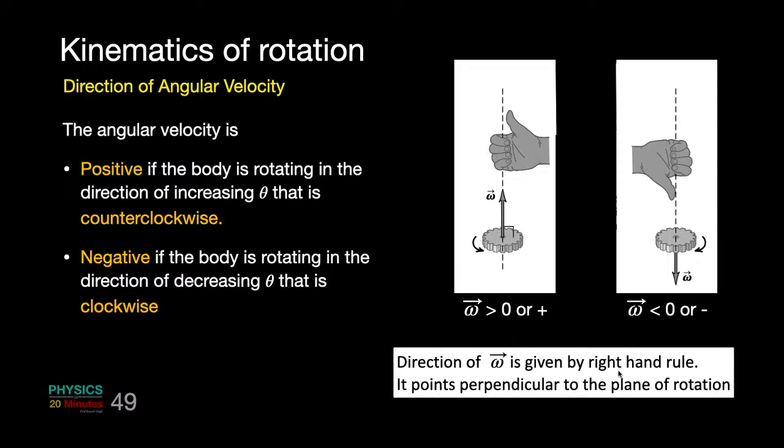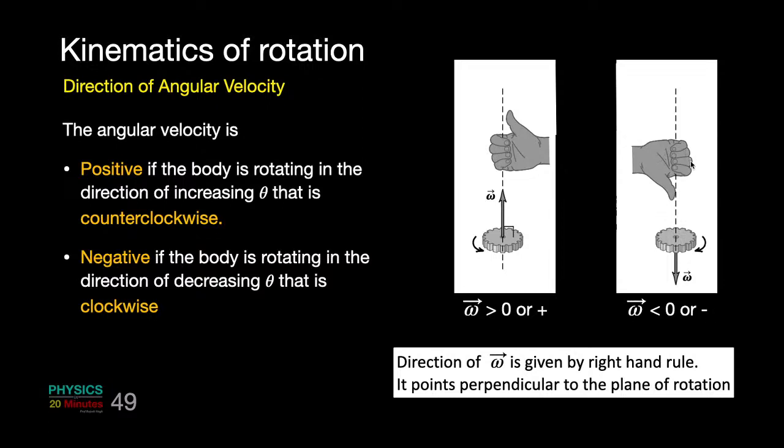The direction of omega can be given by the right hand rule. You take your right hand out and curl the right hand fingers in the direction of rotation, like this. Then the outstretched thumb gives me the direction of omega. So if rotation is anti-clockwise, omega is considered positive. If rotation is clockwise like this, omega is assumed to be less than 0, or negative.